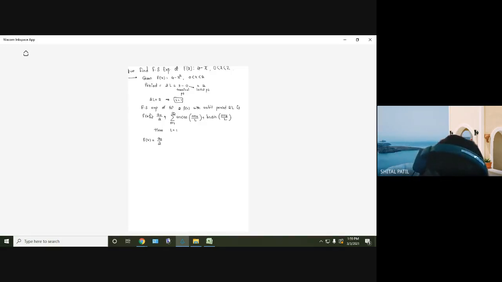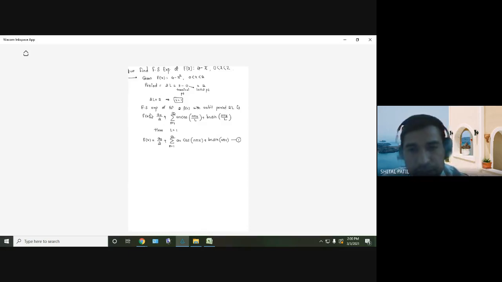A naught by 2 plus summation an cos of n pi x divided by L. L is 1. Equation number 1. So equation number 1 is the required Fourier series expansion. But the problem is, we don't know what a naught, an, and bn are. That we have to find.